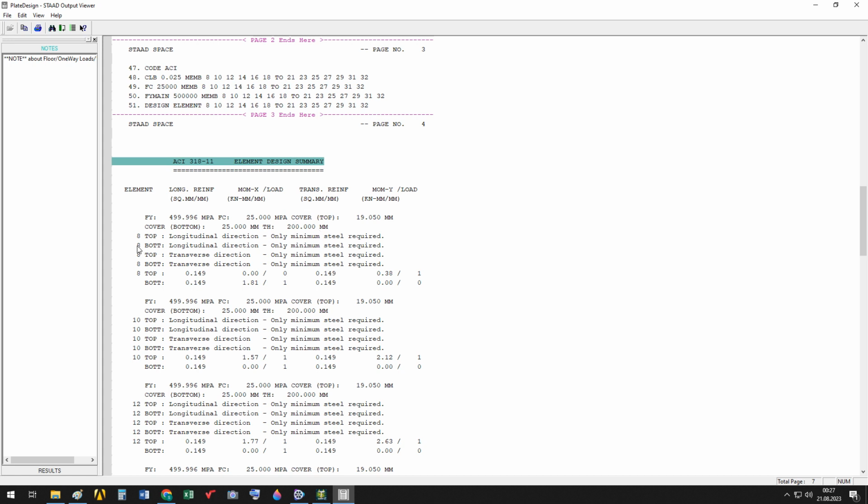Element 8. Top longitudinal direction. Only minimum steel required. Top transverse direction. Only minimum steel required. Okay. Bottom longitudinal direction. Only minimum steel required. Bottom transverse direction. Only minimum steel required. So, these are explanations. All those.